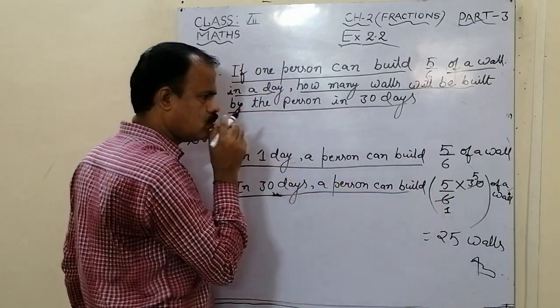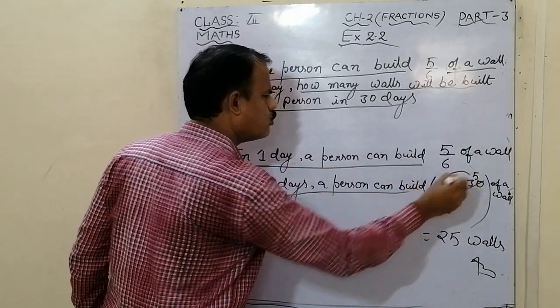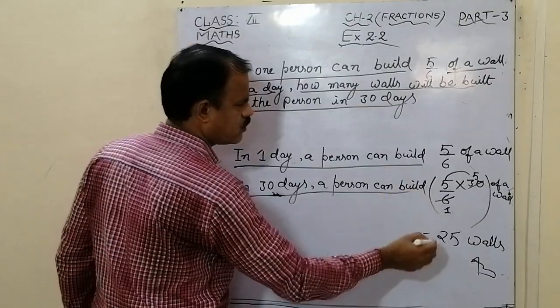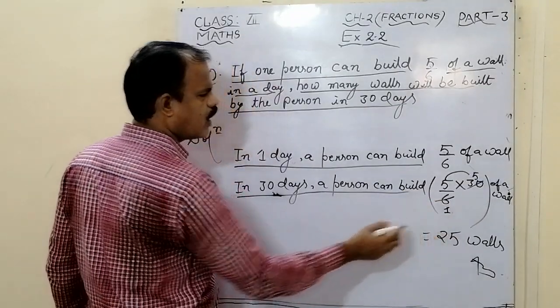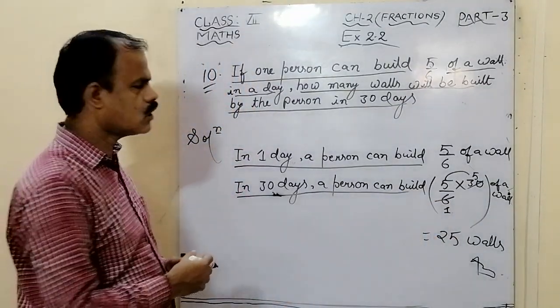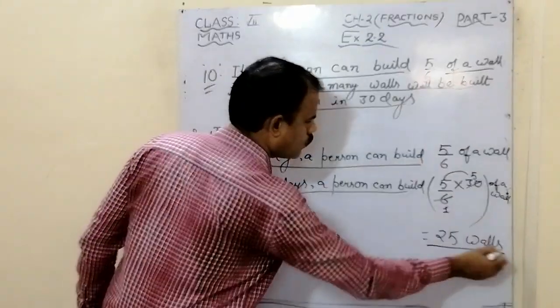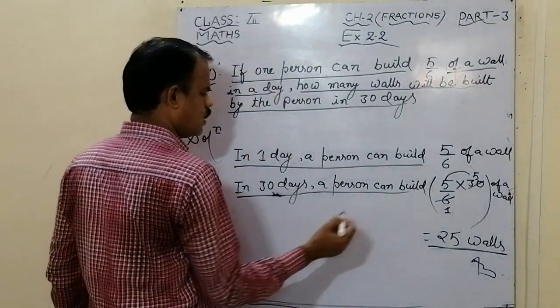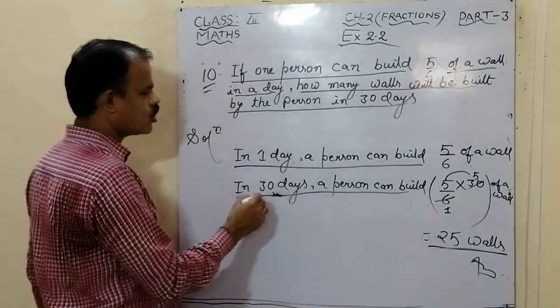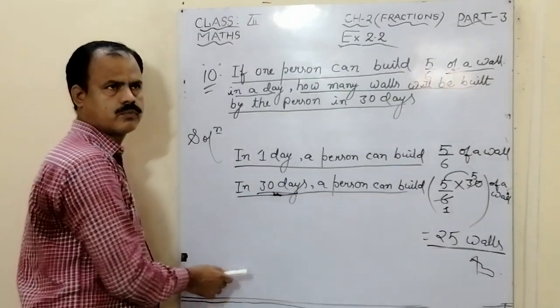Now at the numerator place, 5 fives are 25, and the denominator place is 1. 25 by 1, that is 25. So the final answer: he can build 25 walls in 30 days.